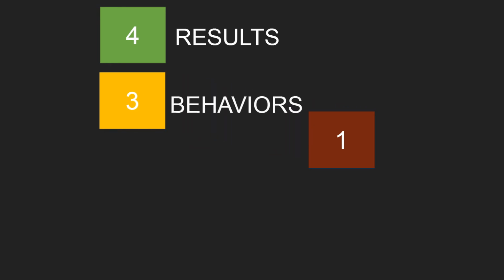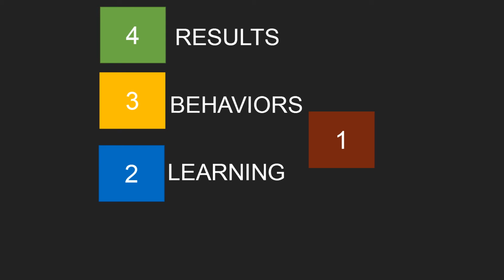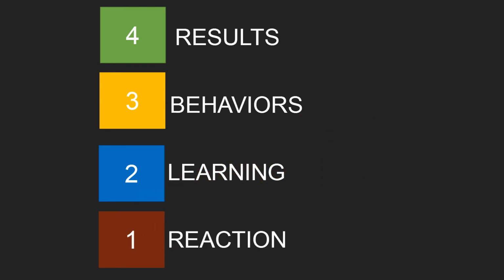So we start with level 4, the results. This is where we decide what it might look like if the problem was solved. And then level 3 is the behaviors. So to get to those results, what do people need to do more of, less of, better, more efficiently, etc. Level 2 is learning. So what knowledge and skills do people need to have so they can engage in those desired behaviors effectively? And then level 1 is reaction. So how do we want them to feel about the learning experience and their own capacity to apply the learning?